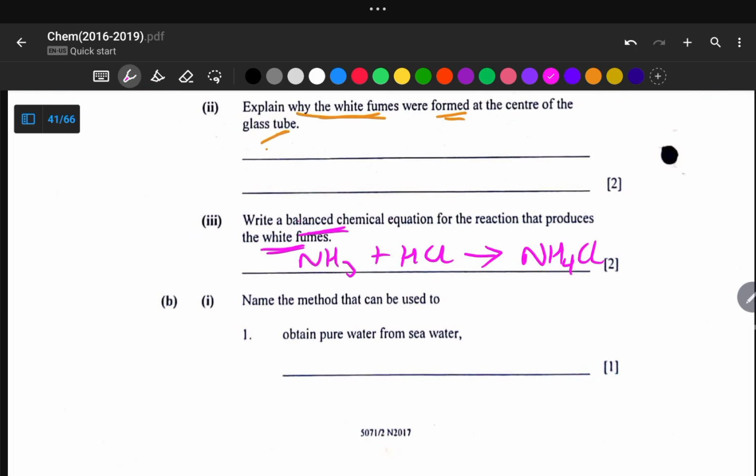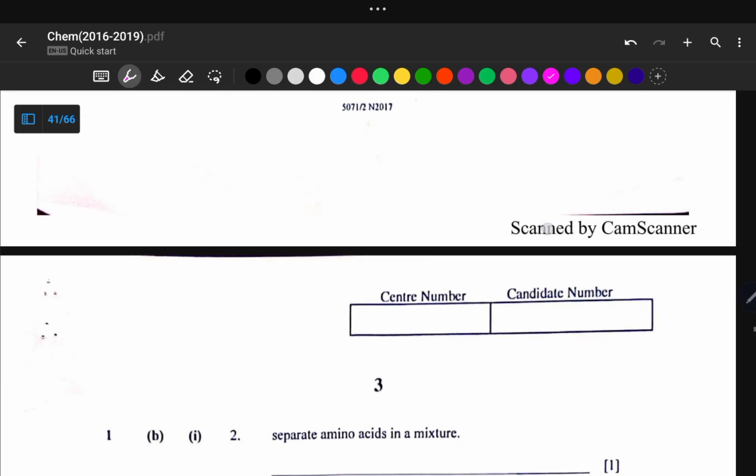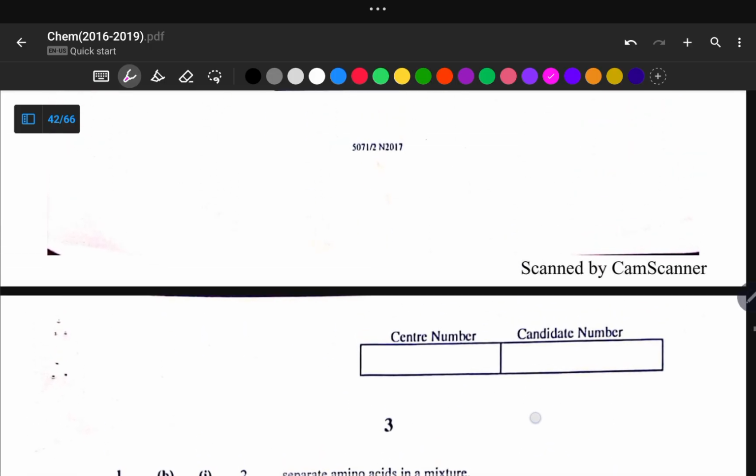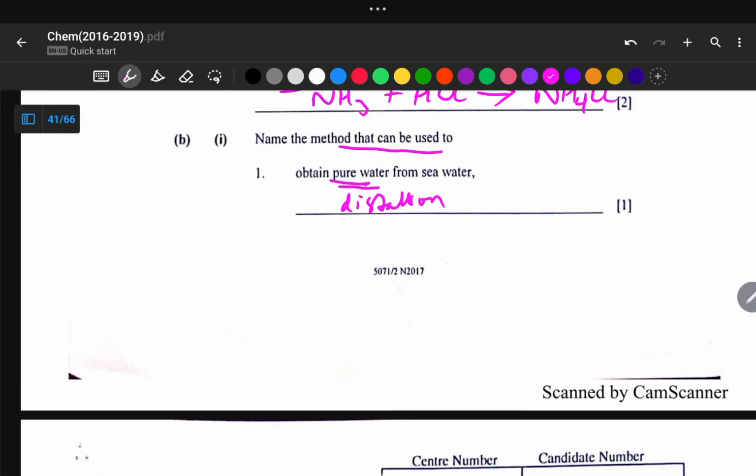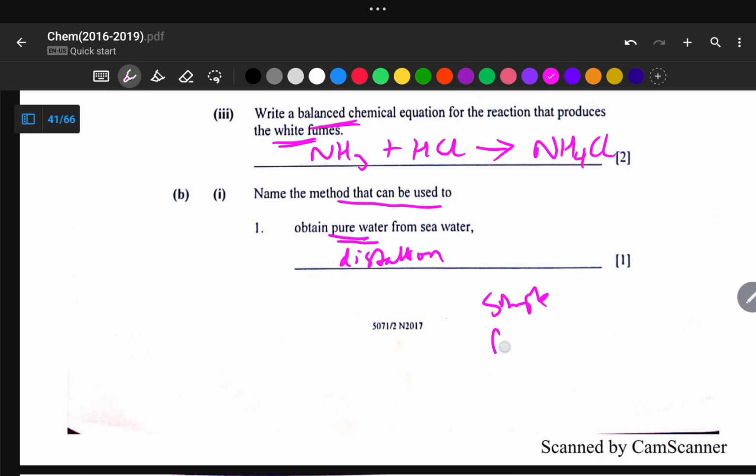And then the other question says, name the method that can be used to obtain pure water from seawater. So to obtain pure water from seawater, we are going to use the method of distillation. Distillation, right? So we are going to use simple distillation in this one. And you should be able to differentiate simple distillation, fractional distillation, and steam distillation. You should be able to differentiate these types of distillation, right?